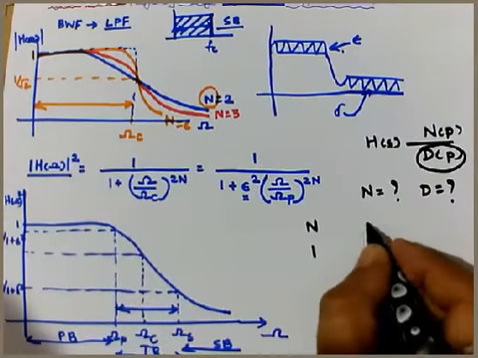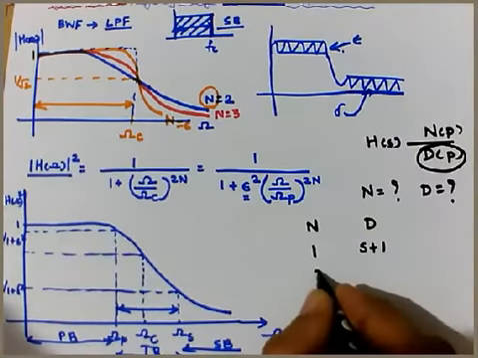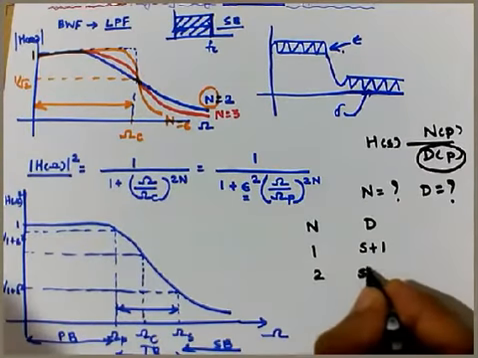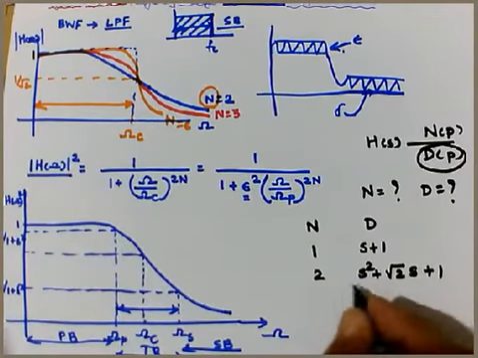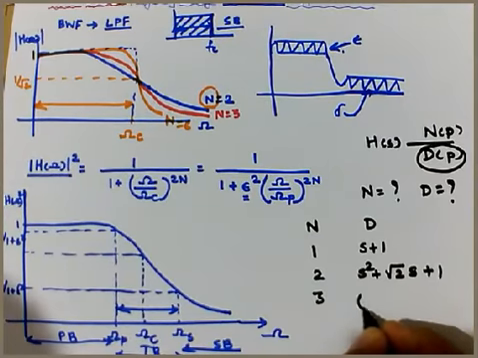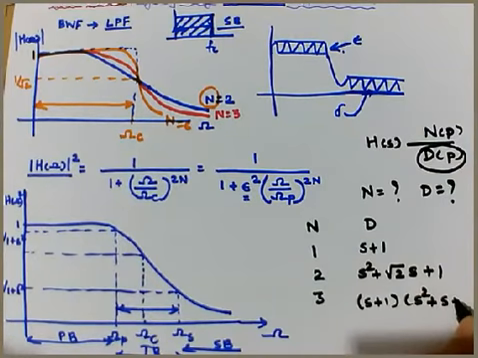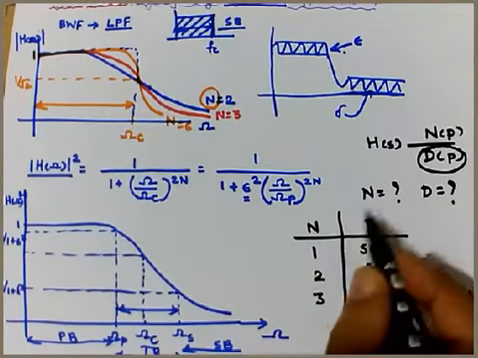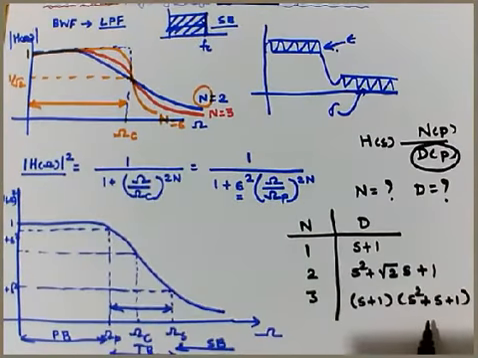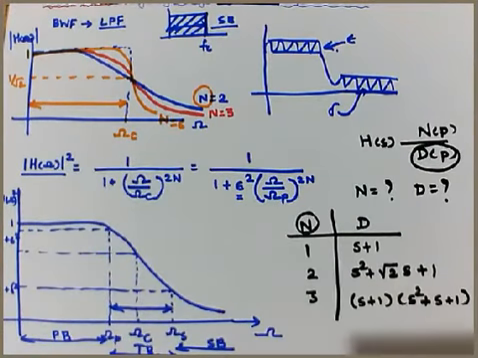When n is 1, the denominator polynomial is actually s plus 1. When the order of the filter is 2, it will be s square plus square root of 2 into s plus 1. When it is 3, it will be s plus 1 into s square plus s plus 1. So this is how the order of the filter will decide. In short, this is actually the table to represent the polynomial at the denominator with respect to the order of the filter. This is how we can extend it further.